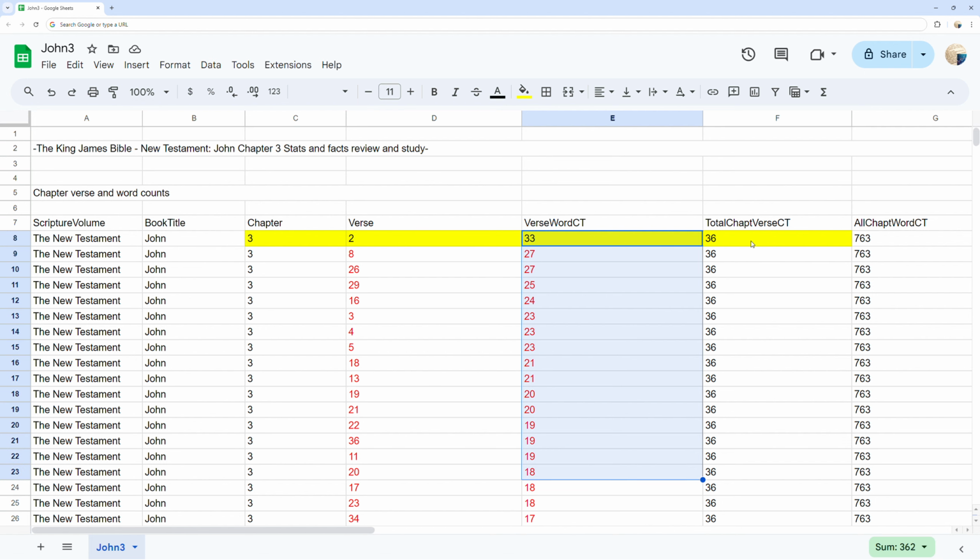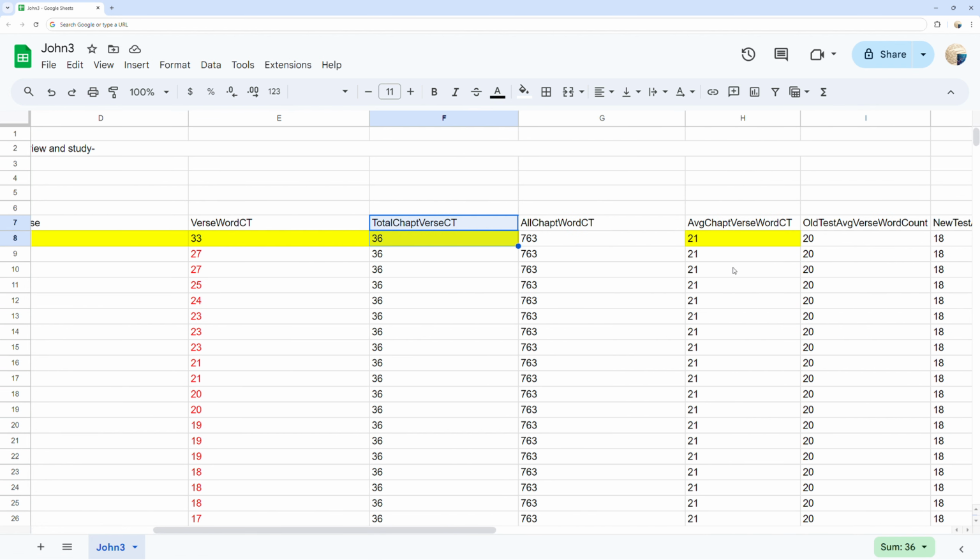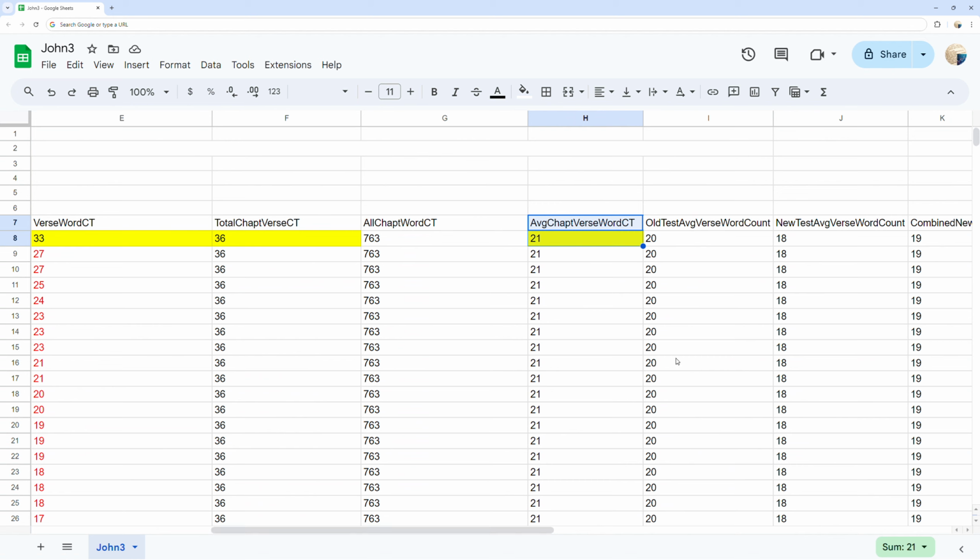You can see the John chapter 3 verse total count at 36 verses, the average word count of all of John chapter 3 verses at 21 words per verse, as well as the average verse word counts for both the complete Old Testament, New Testament, and both combined to get a comparison of John chapter 3 word per verse count comparisons.